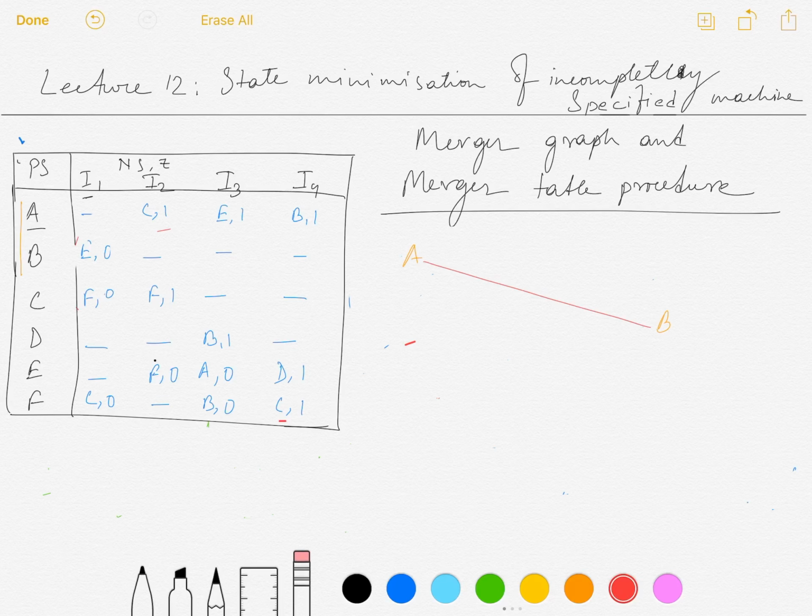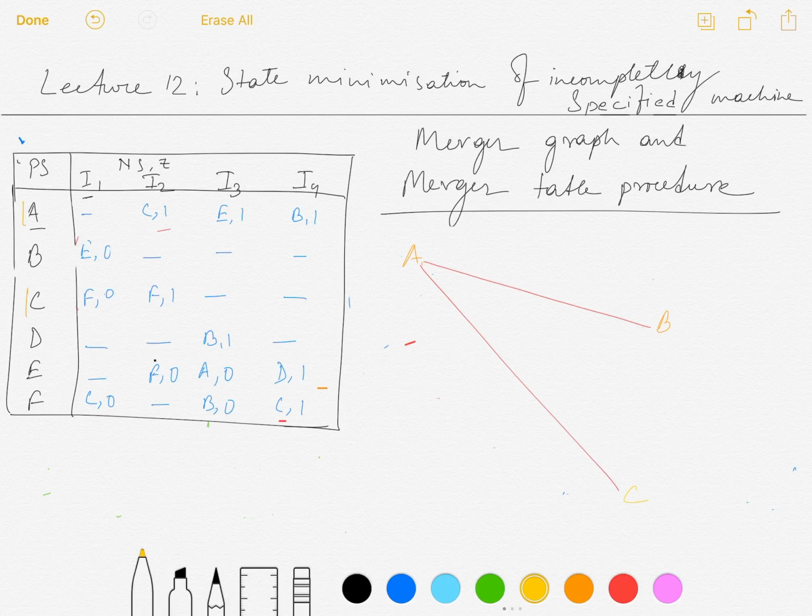Now, we have to check for A C. For the AC pair, look at this. For I 1 the output is not specified, for I 2 the output is specified, that is 1, for I 3 the output is not specified, and for I 4 the output is not specified. So, AC I can say is compatible. If it is compatible, draw a straight line between them. AC is compatible, and it is not provisional compatible either. AC will be compatible if its implied pair CF is also compatible.